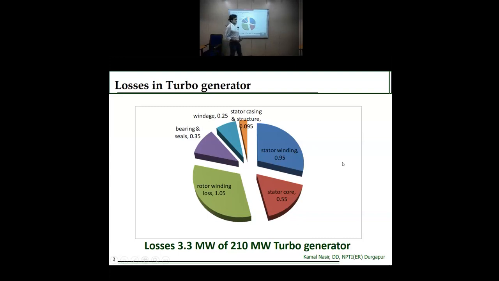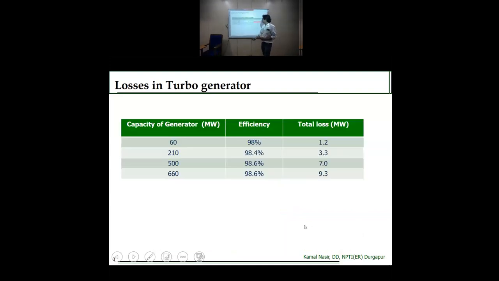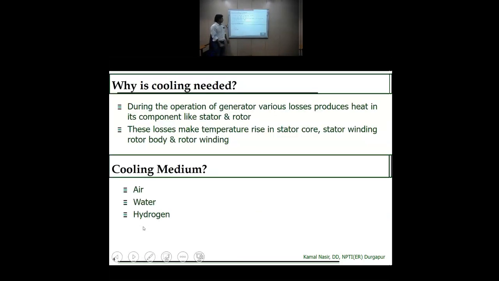Now, every loss that takes place in the generator will finally be reflected as heat loss in the stator or heat loss in the generator. So, a typical 210 megawatt generator will have near about these losses. So, in order to have an effective cooling option in the generator, we can have air cooled generator, or we can have water as a cooling media, or we can have hydrogen as a cooling media, or a mix of these.